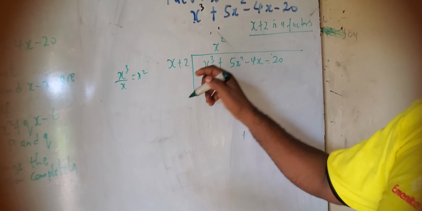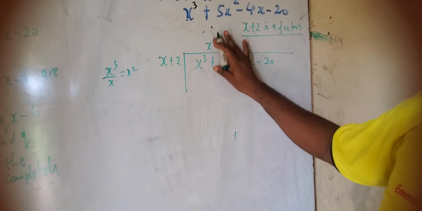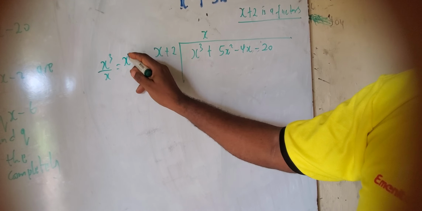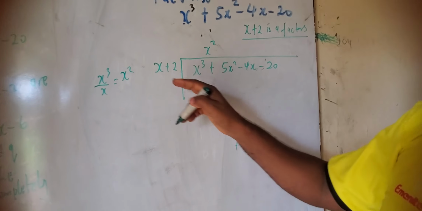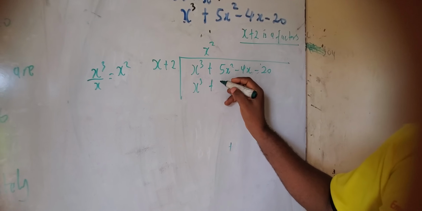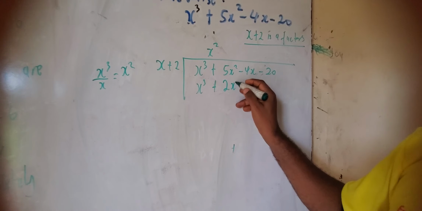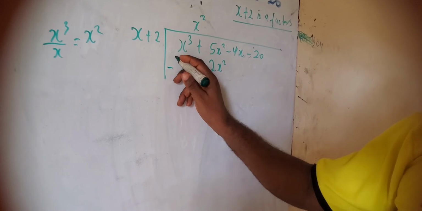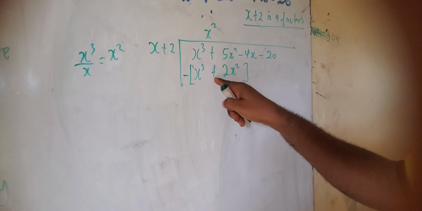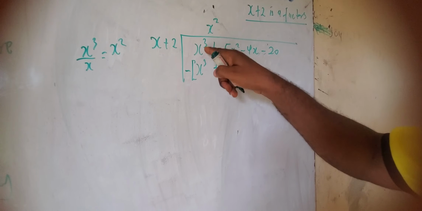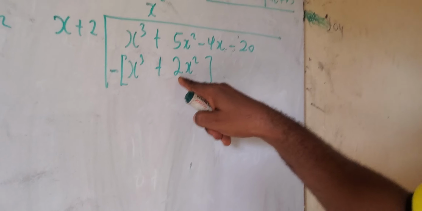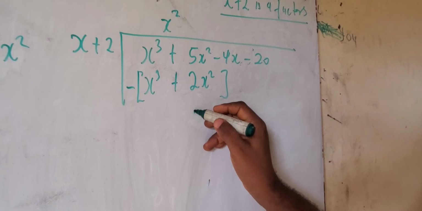Now use the two of them to multiply. x times x squared will give us x cubed. Then plus 2 times x squared gives 2x squared. After you have done that, do subtraction. The sign of subtraction affects this way: this will become negative, and this one cancels out. x cubed minus x cubed will give you 0. So we now have plus 5x squared, take away 2x squared. That will give us 3x squared.